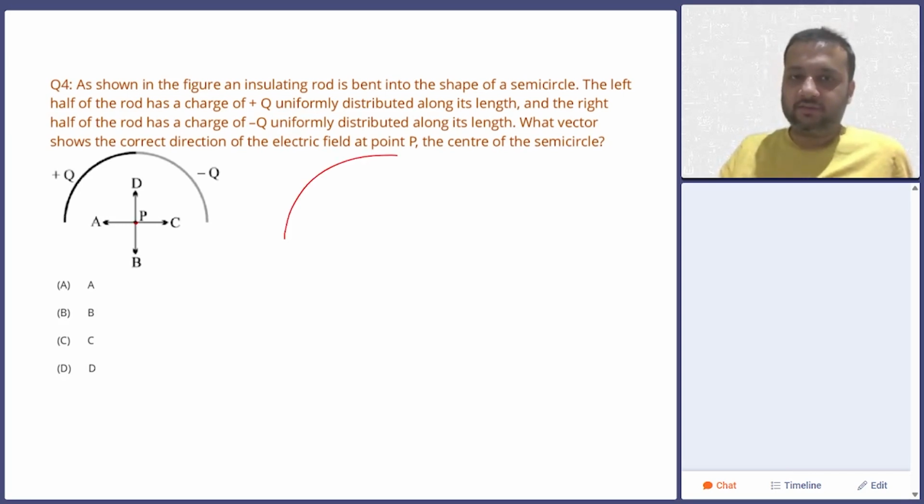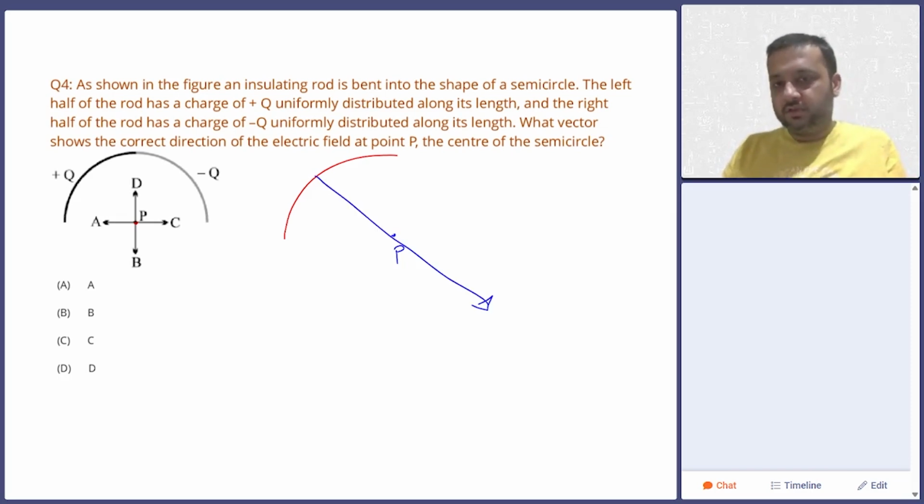Now, if you look at the left half only, because of the left half, we can say that at the point P, the electric field will be in the radially outward direction at an angle of 45 degrees. Because we know that due to the arc, the electric field is along the angle bisector. So this will be the direction of the electric field at an angle of 45 degrees. Okay, this is the positively charged arc.